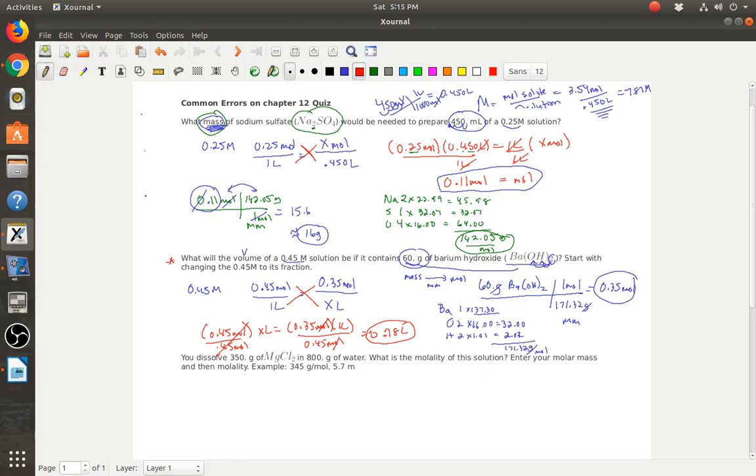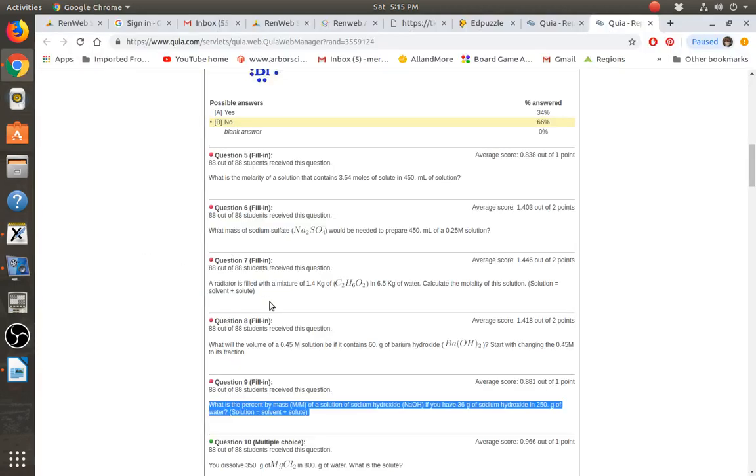Okay? Let's go back to here for a minute. So I just covered number 8 and number 6. I didn't do number 7. More of you got that one correct. Let's see, calculate the molality of this solution. I'll go ahead and do number 7.